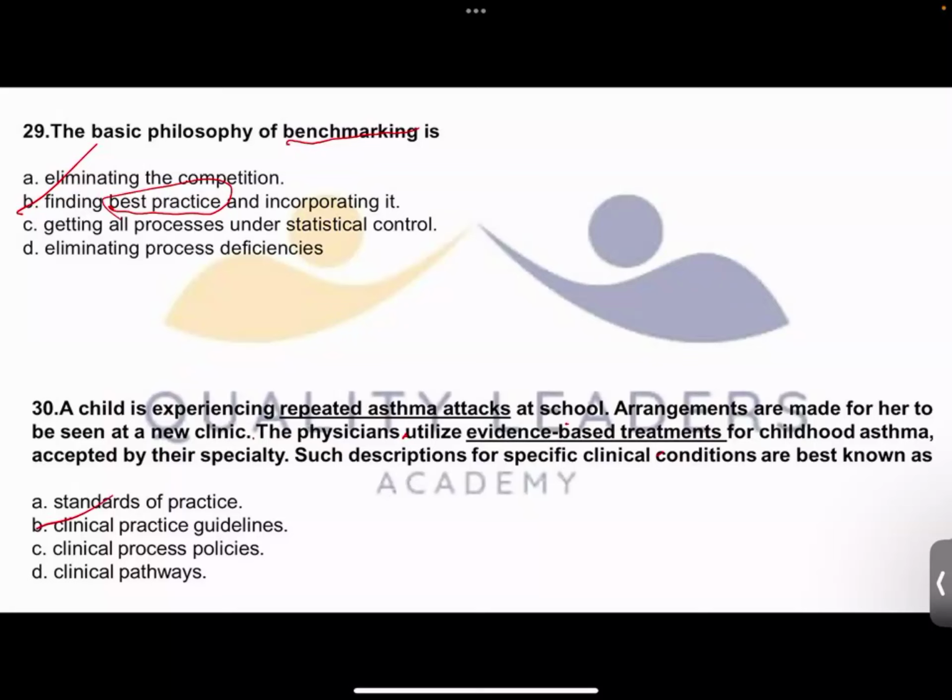Clinical practice guidelines are evidence-based recommendations that guide the physicians in managing specific clinical conditions. For letter A, these are broad professional expectations, not specific to clinical conditions. For letter C, this focuses on organizational workflows, not specific treatment recommendations. While D, clinical pathways are step-by-step protocols derived from the guidelines, focusing on care delivery. But the best answer here is the clinical practice guidelines.